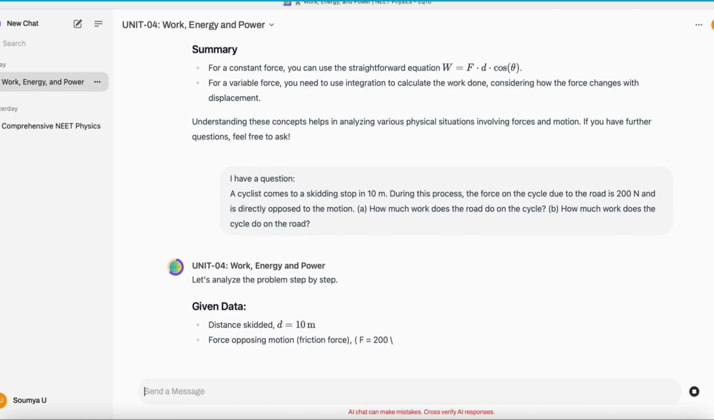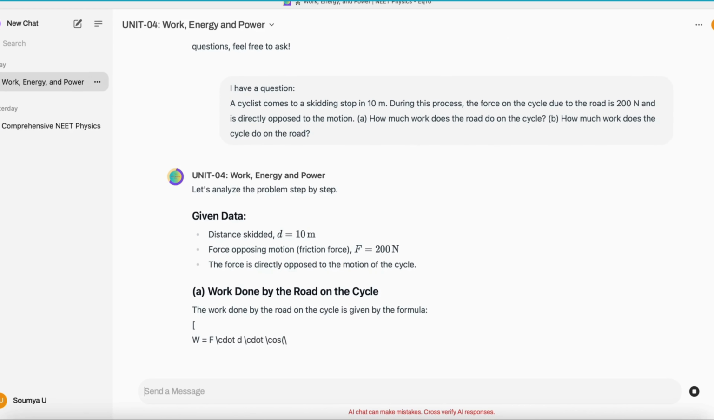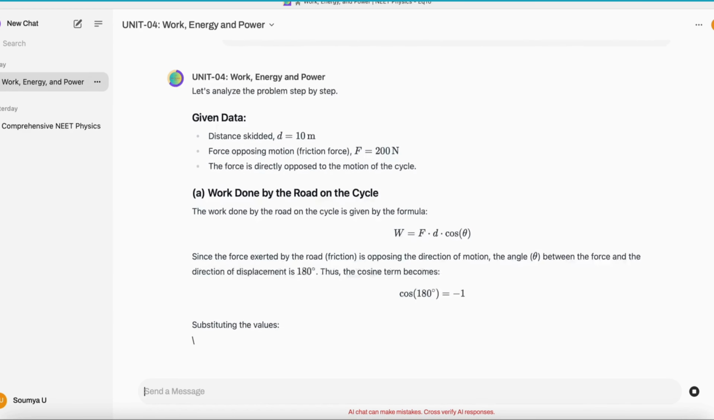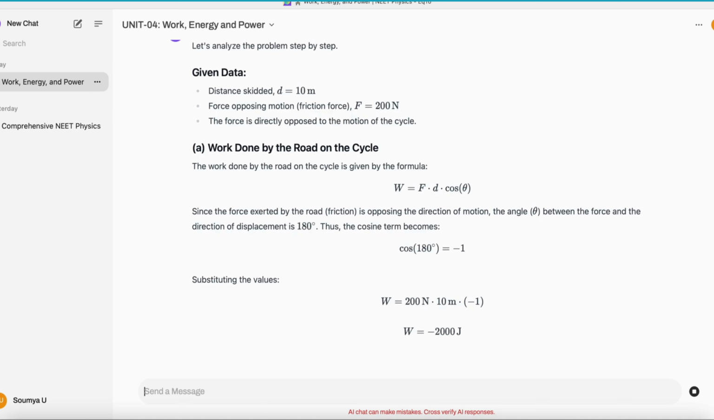Answer: let's analyze the problem step by step. Given data, distance skidded, D equals 10 meter, force opposing motion, friction force, F equals 200 Newton. The force is directly opposed to the motion of the cycle. A. Work done by the road on the cycle. The work done by the road on the cycle is given by the formula W equals F dot D dot cosine theta. Since the force exerted by the road, friction, is opposing the direction of motion, the angle theta between the force and the direction of displacement is 180 degree. Thus, the cosine term becomes cosine 180 degree equals minus 1.